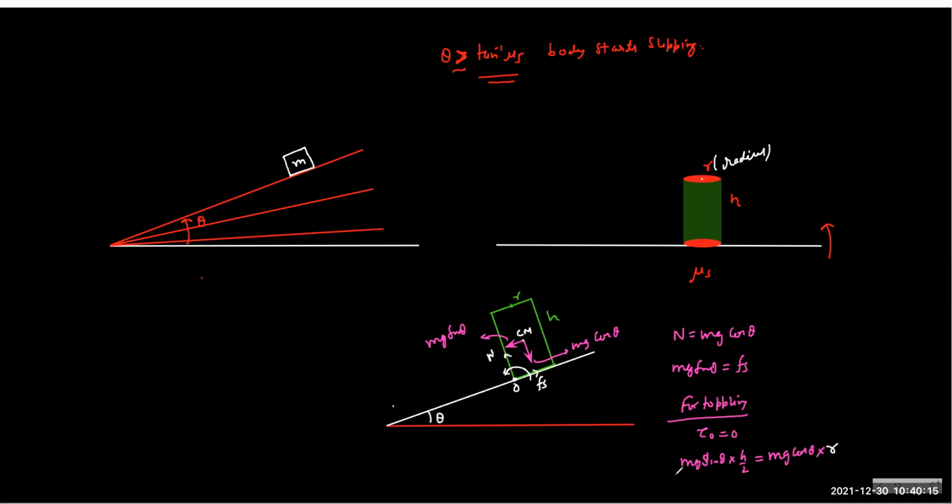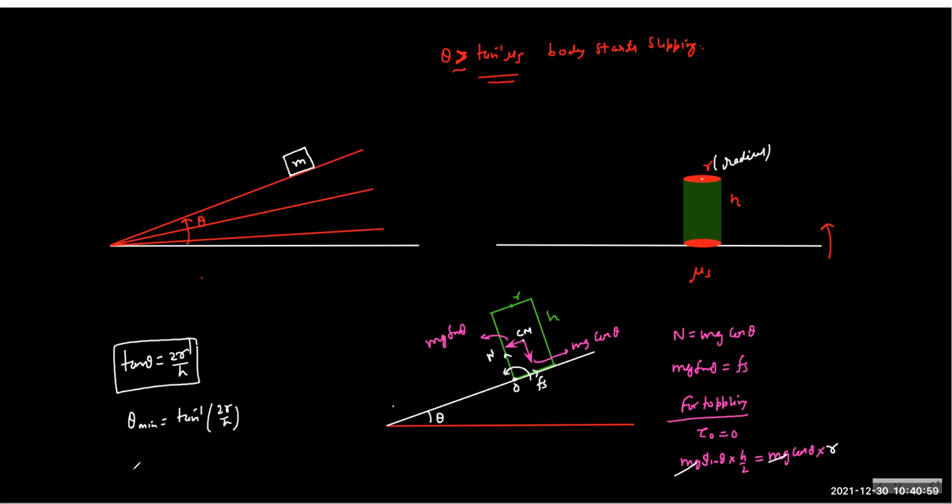And now we are done because mg will cancel out anyway, and what we get is a dimensional relation. So tan theta turns out to be how much? r by h by 2, so 2r by h. Now h will always come in the denominator because the taller the body, the easier the toppling, so the smaller the angle. The moment you lift the plane, it will topple if h is much bigger than r. So now we know the minimum angle of toppling: theta of toppling is tan inverse 2r by h.